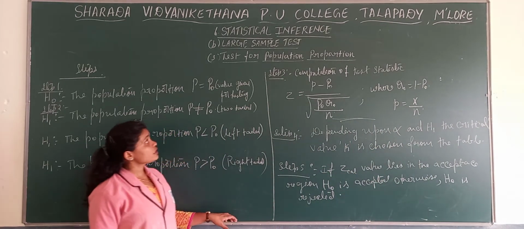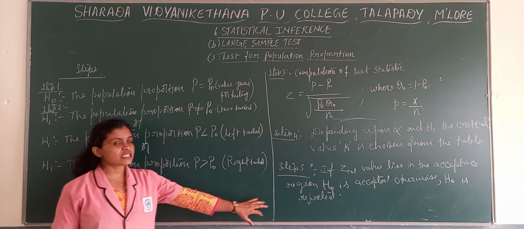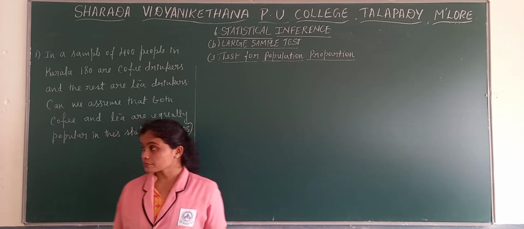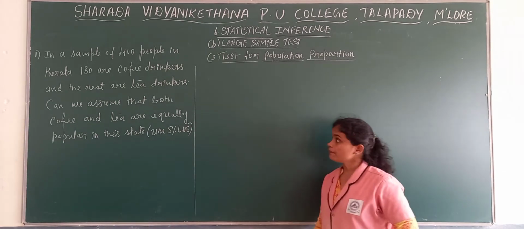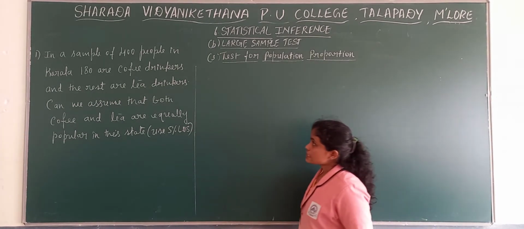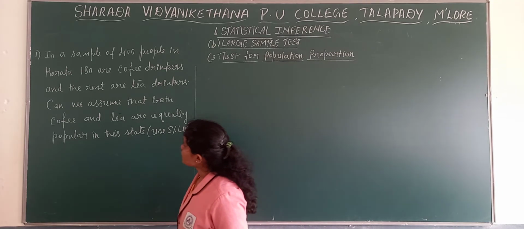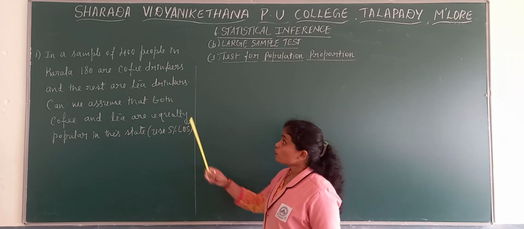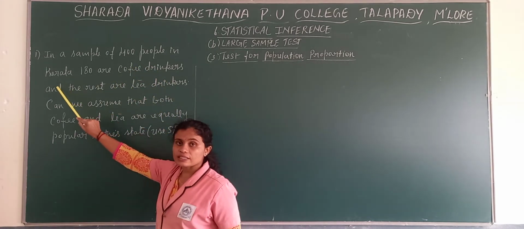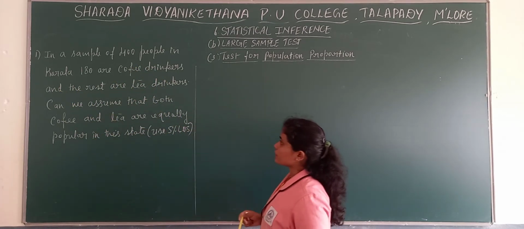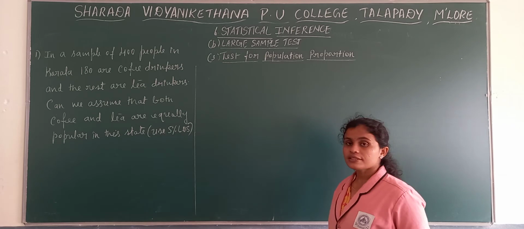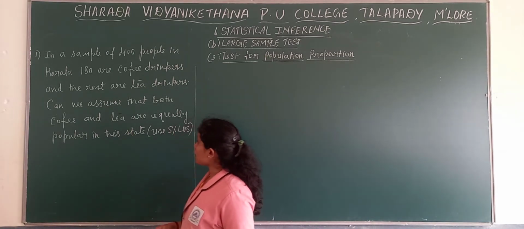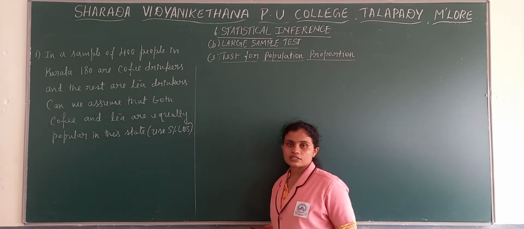Now, in case of test for population proportion, we will see some problems. Now, we will see the first problem. In a sample of 400 people in Kerala, 180 are coffee drinkers and the rest are tea drinkers. Can we assume that both coffee and tea are equally popular in this state?